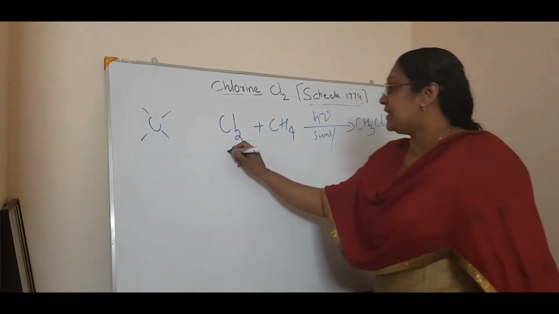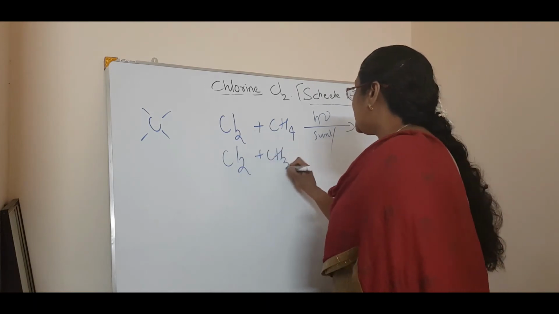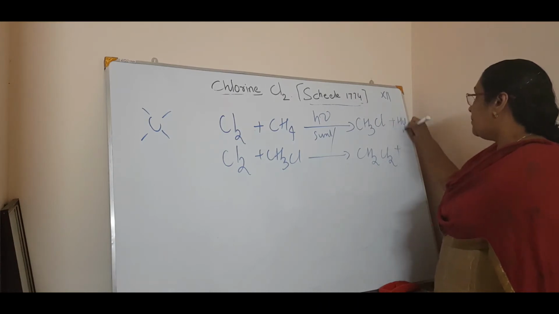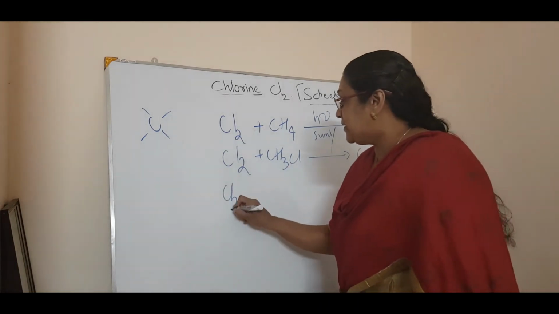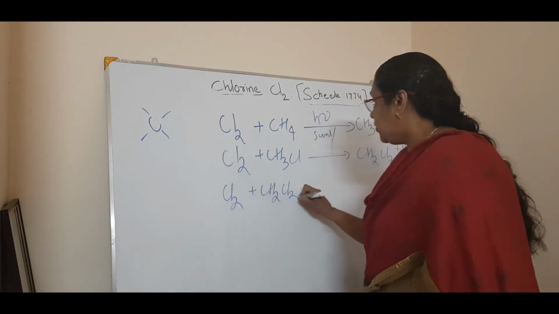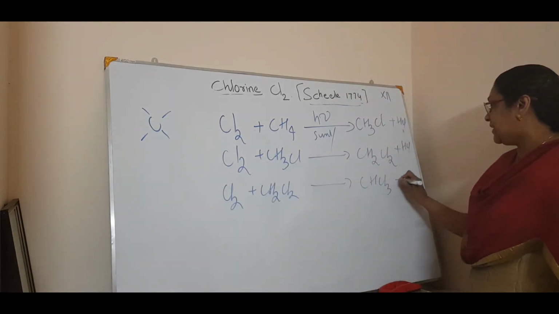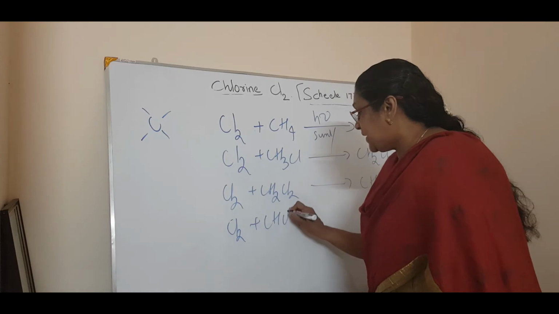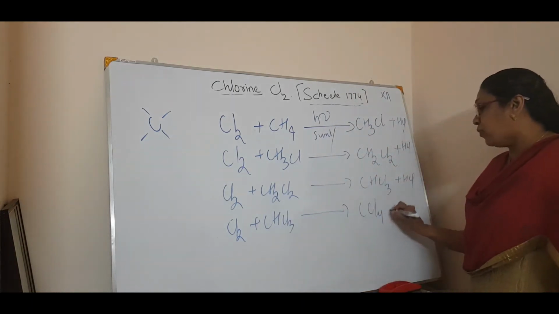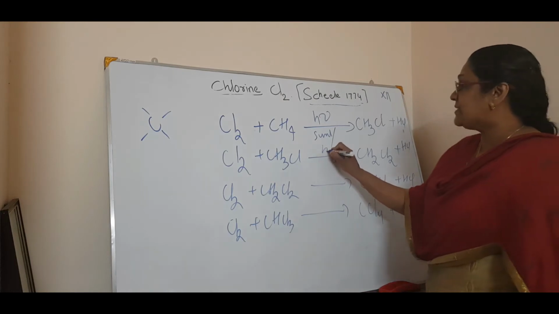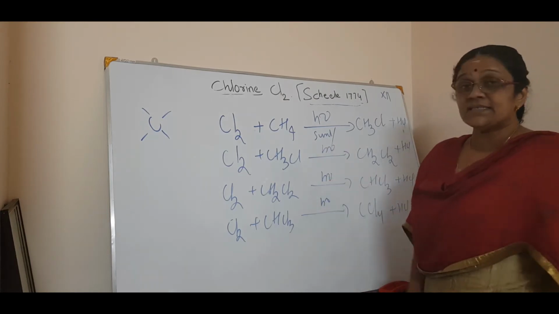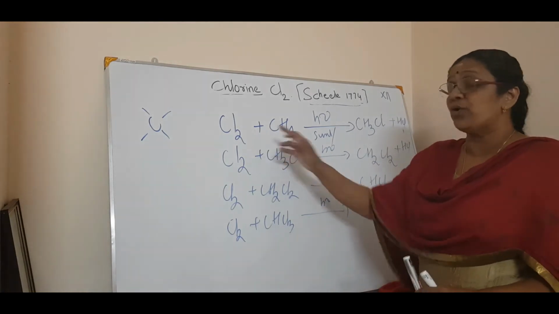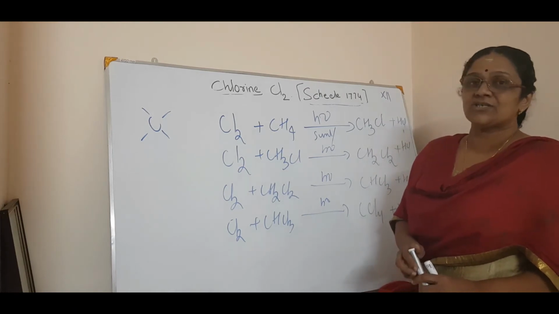First it will form CH3Cl. Again chlorine plus CH3Cl will give you CH2Cl2 plus HCl, the byproduct is HCl. Again Cl2 plus CH2Cl2 gives chloroform, CHCl3, plus HCl, correct? And the last is chlorine plus CHCl3 giving CCl4, isn't it? According to the free radical mechanism, it will stop here, which means that substitution takes place. So for saturated compounds, the reaction with chlorine follows a substitution reaction, correct?